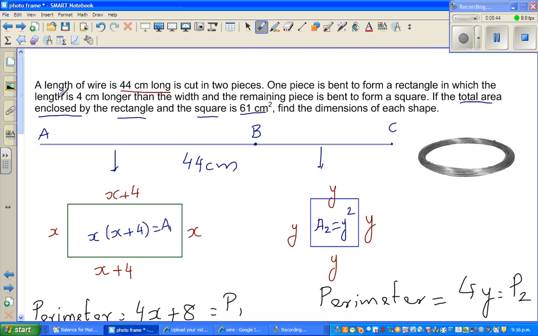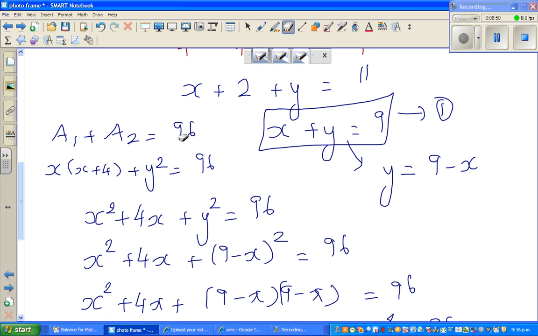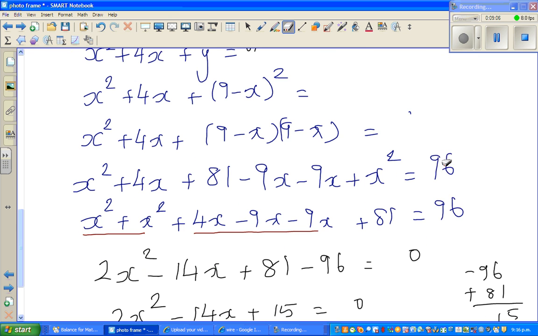Oh, why did I write... Oh, this is 61. Why did I write 96? That's my mistake. So it's always good to check. This is 61. Always good to check. So this is 61. So let me change all the 96 to 61.